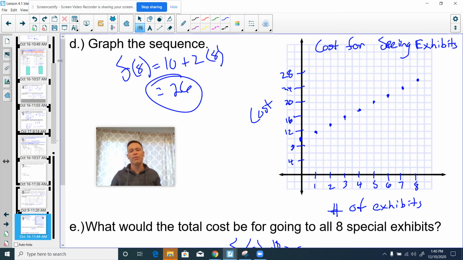So this is everything that we covered in the Desmos, except for one more example that we did here. I hope that this was helpful for you. Again, you can always use these videos to supplement your understanding.